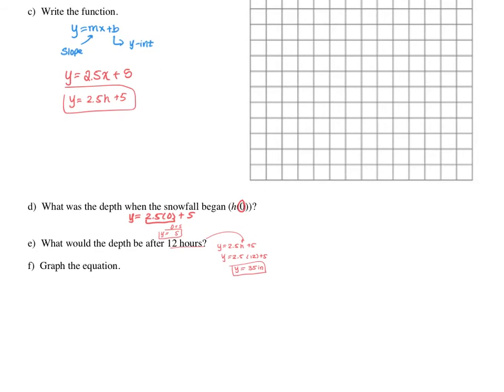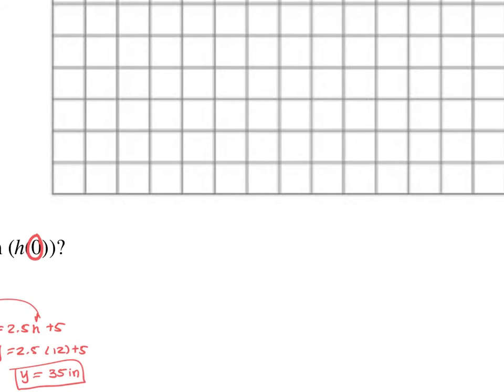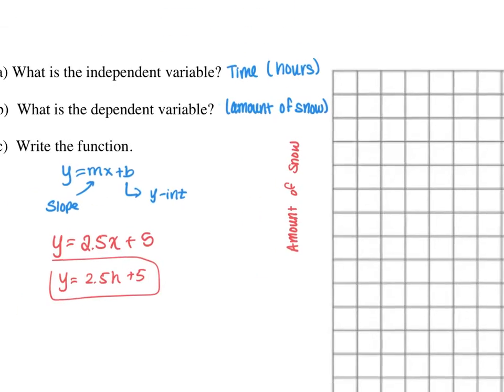And last but not least, we are going to graph the equation. Remember, the first thing we need to do is label our axes. Our x-axis is going to be hours. You can also put time. Our y-axis is going to be the amount of snow.